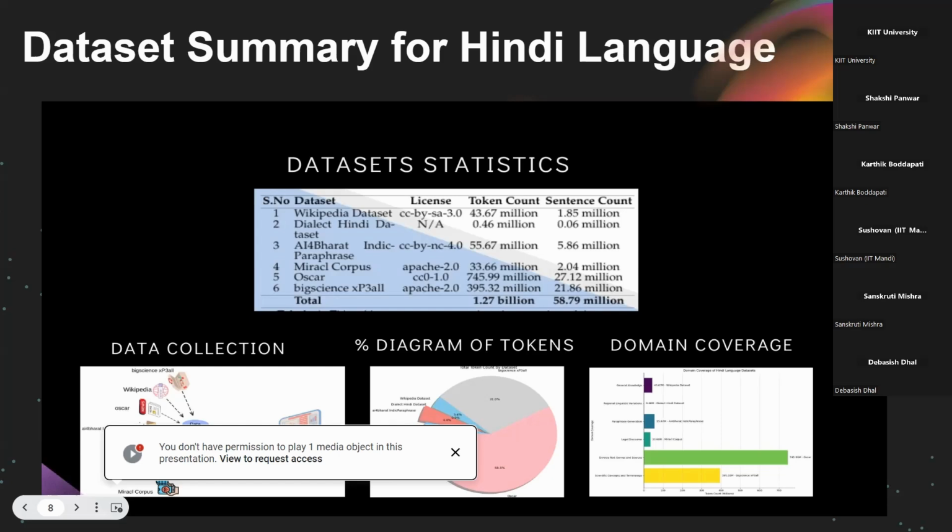And the next one is the BigScience dataset. It is used for scientific concepts, technical terminology, and research-related discussion. Now this is the data summary for the Hindi language. We can see the dataset statistics, the data collections, a percentage diagram of the tokens, and domain coverage.